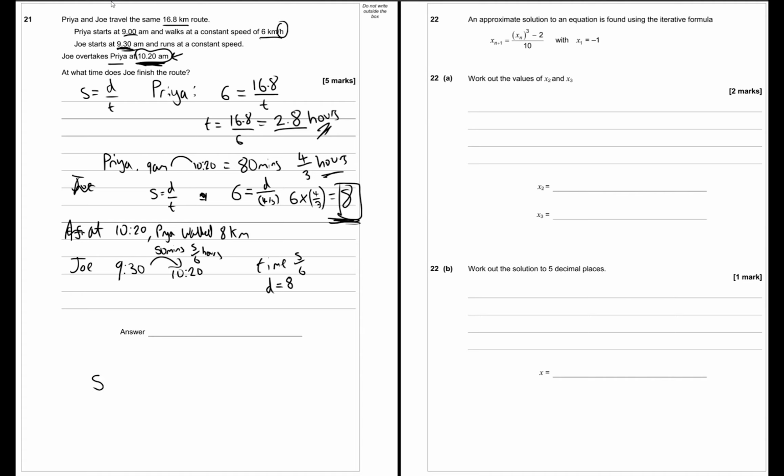So let's substitute it in. Speed equals distance over time. We know the distance, we know the time. So S equals 8 over 5/6. Do we even need to know his speed? Oh, we do. So let's find his speed first. So 8 divided by 5/6 is what? Put it into the calculator. I have got his speed to be 9.6 kilometers per hour. Okay, so this is Joe's speed.